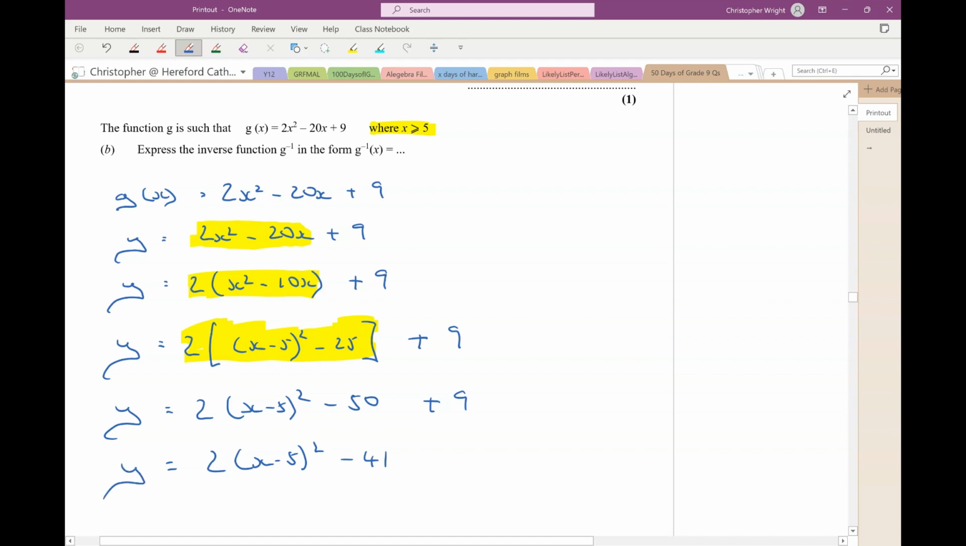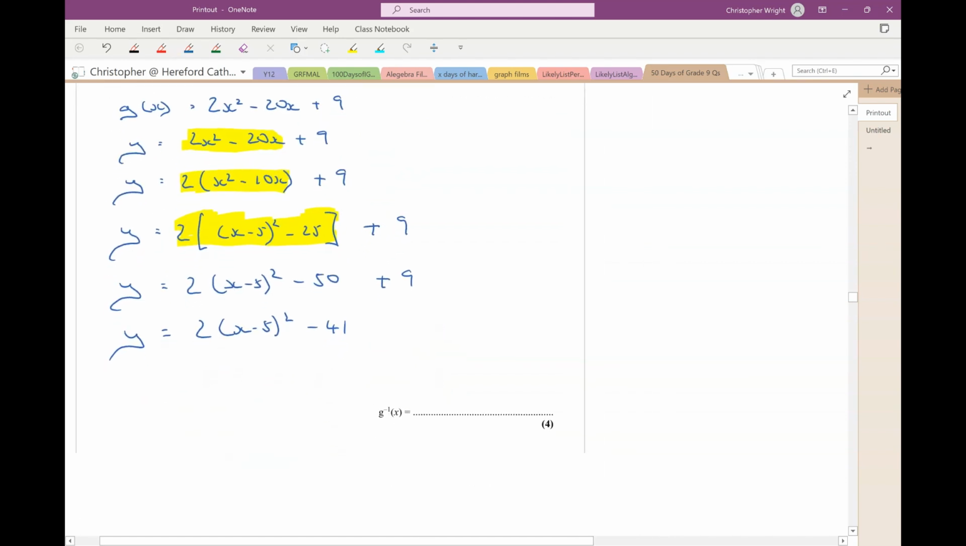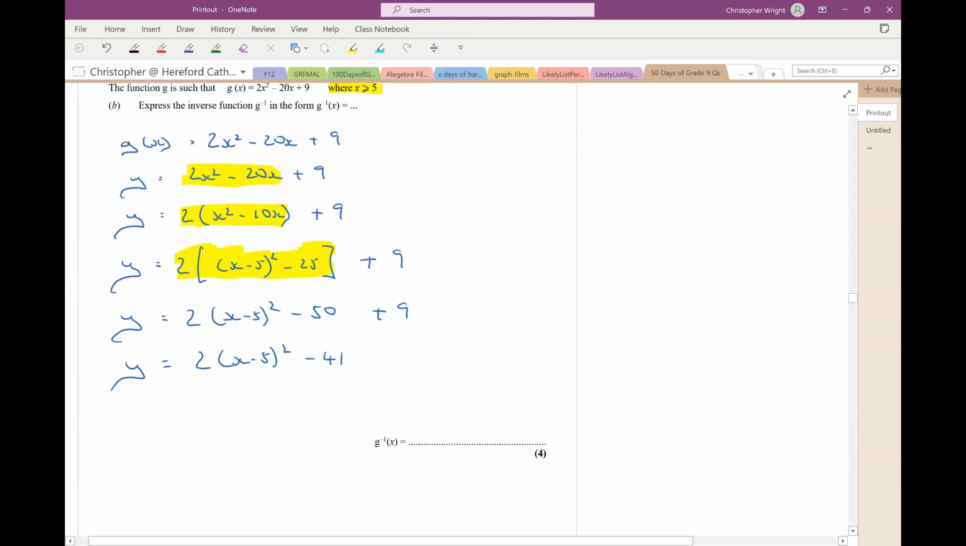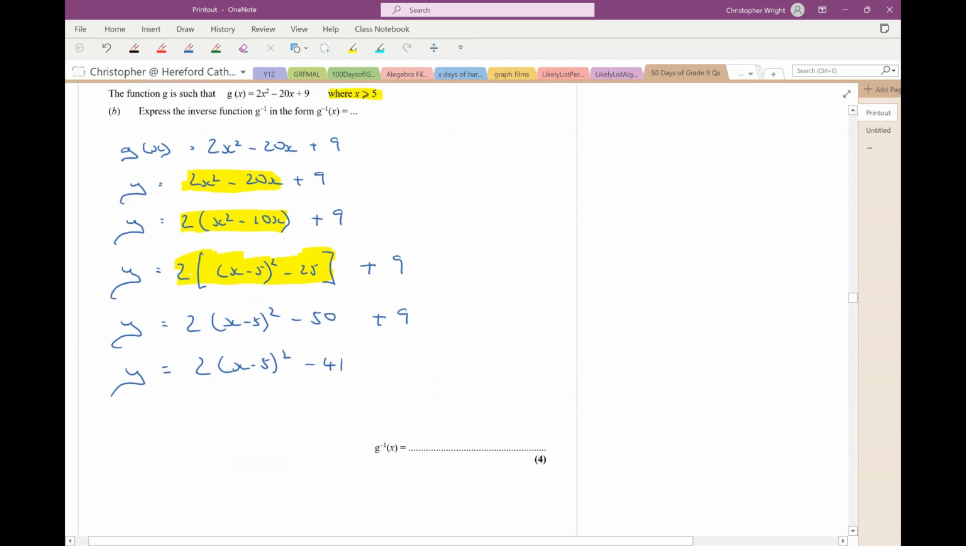So that's what y equals, and now I simply need to make x the subject of that. So let's add 41 to both sides. I'm going to come up here now. So I'm going to have y plus 41 equals 2 lots of x minus 5 squared. Divide both sides by 2.